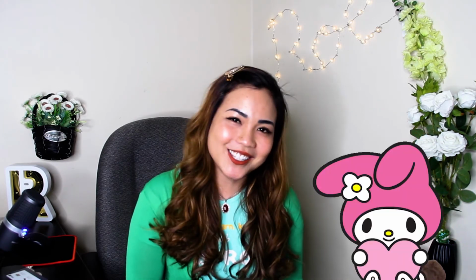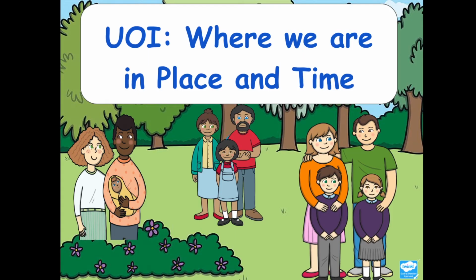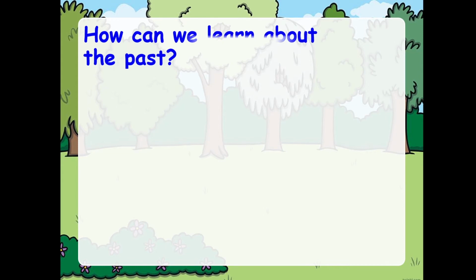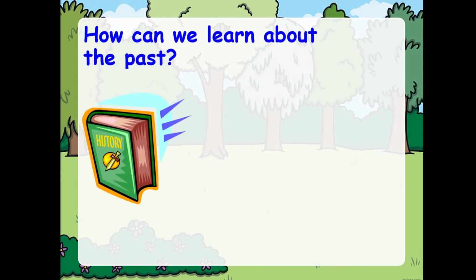Alright, so let's start. In this unit, you will learn UOI where we are in place and time. Today, we're going to talk about how we can learn about the past. Alright, so first, you can learn about it through reading a history book, right? Where stories in the past are written.